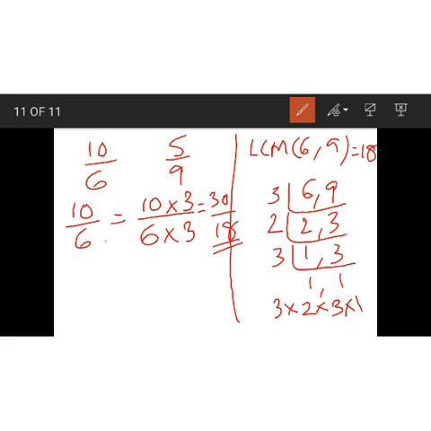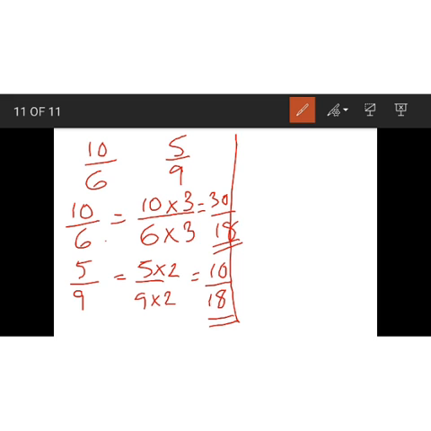Now what about the 5 by 9? Here also we have to convert the denominator to 18. So what will we do? We will multiply both the numerator and denominator by 2, since 9 into 2 is 18. So we'll get 10 by 18. So our new fraction is 10 by 18. Now we have got the equivalent fractions 30 by 18 and 10 by 18.